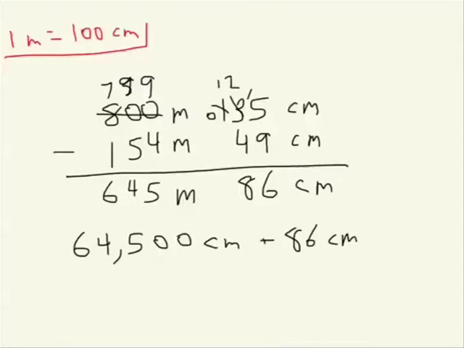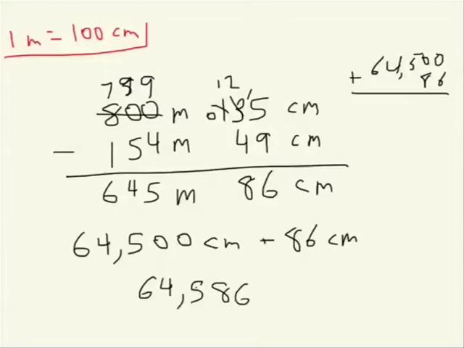Now I could write on the side, lining my place values up, or you may notice that I'm adding 86 to 0 tens and ones. So my grand total will be 64,586 centimeters.